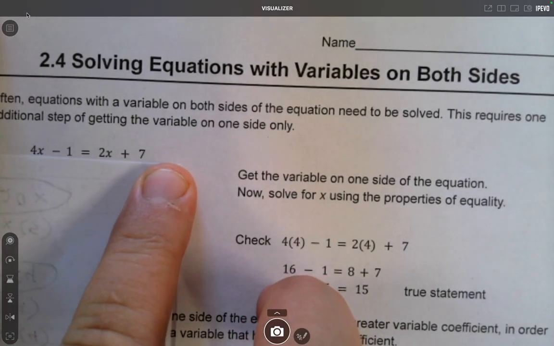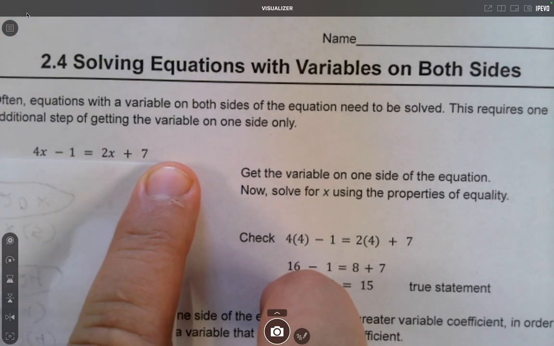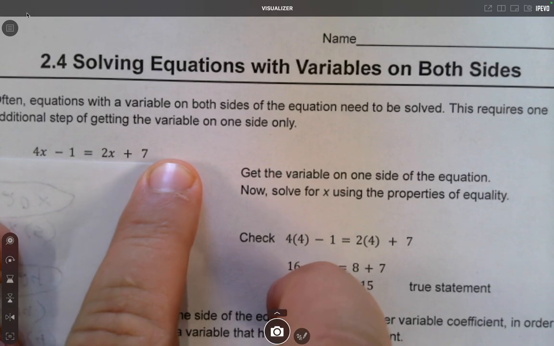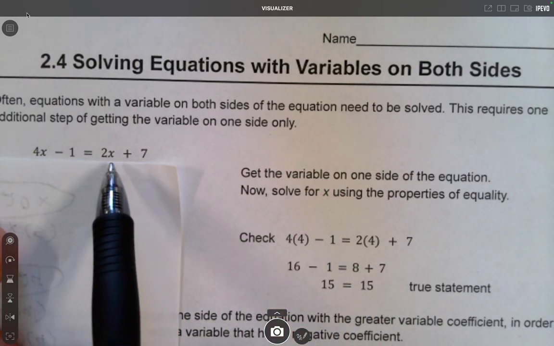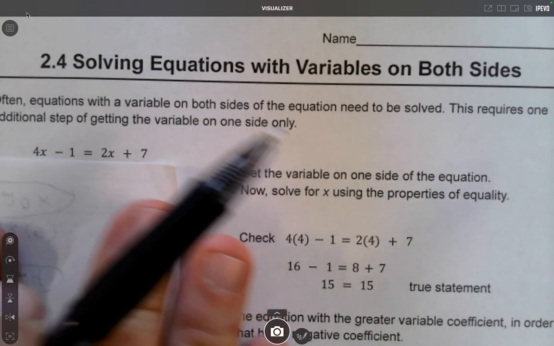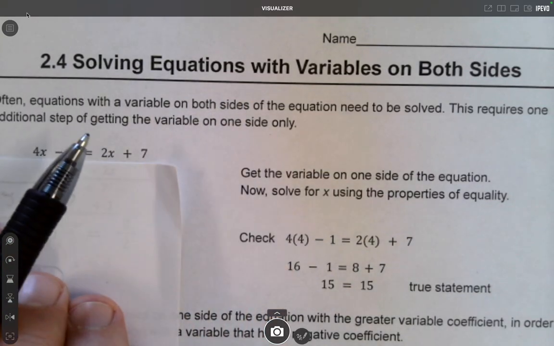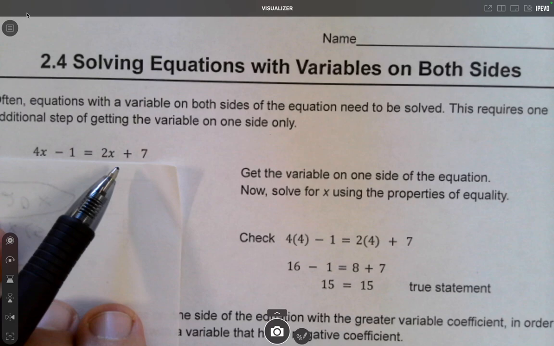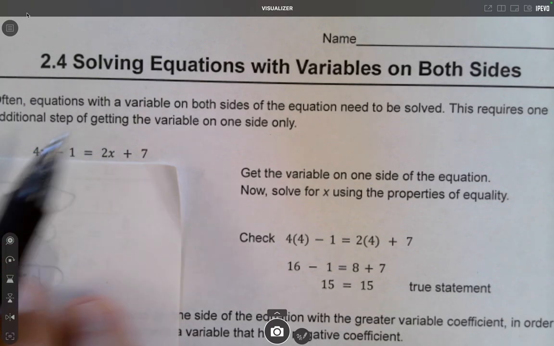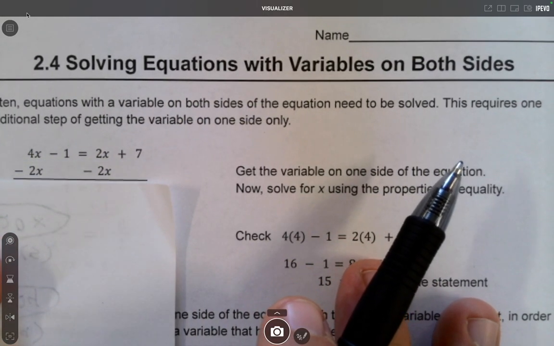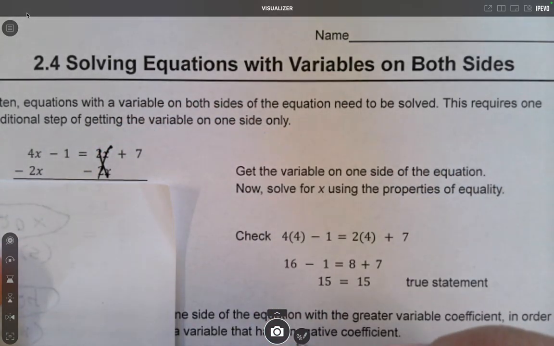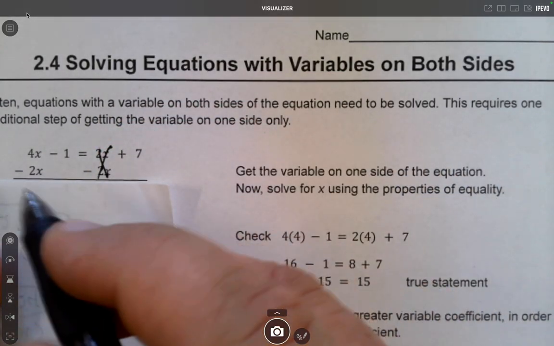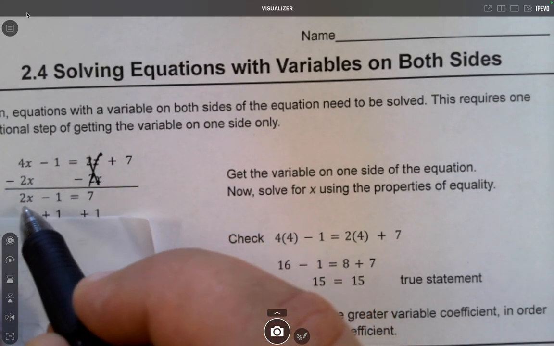So if we start with this equation, 4x minus 1 equals 2x plus 7. So again, what's different about this from our other ones we've done is there's an x on the left and on the right side. But it only requires one extra step. We want to combine those two variables. So to do that, I'm going to subtract 2x from both sides. So by subtracting 2x over here, that'll cancel that out, leaving just 7 on the right side. 4x minus 2x is 2x.